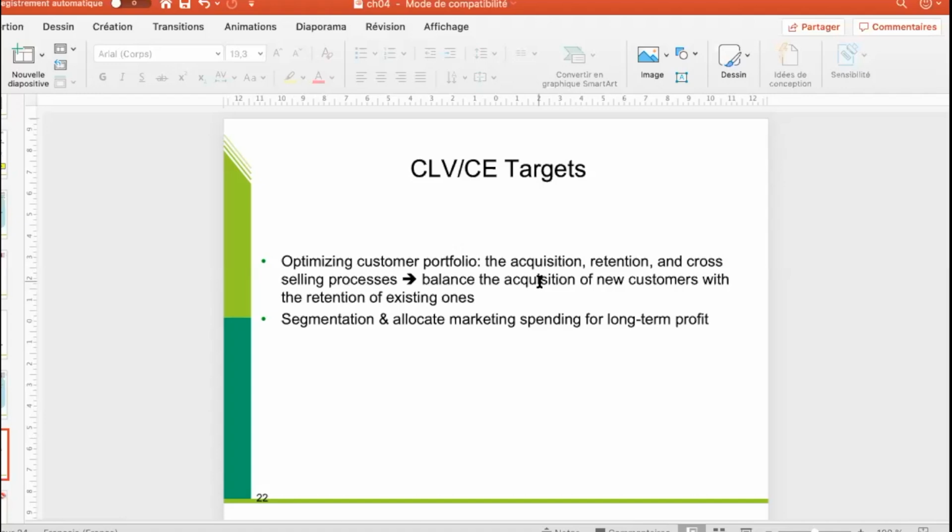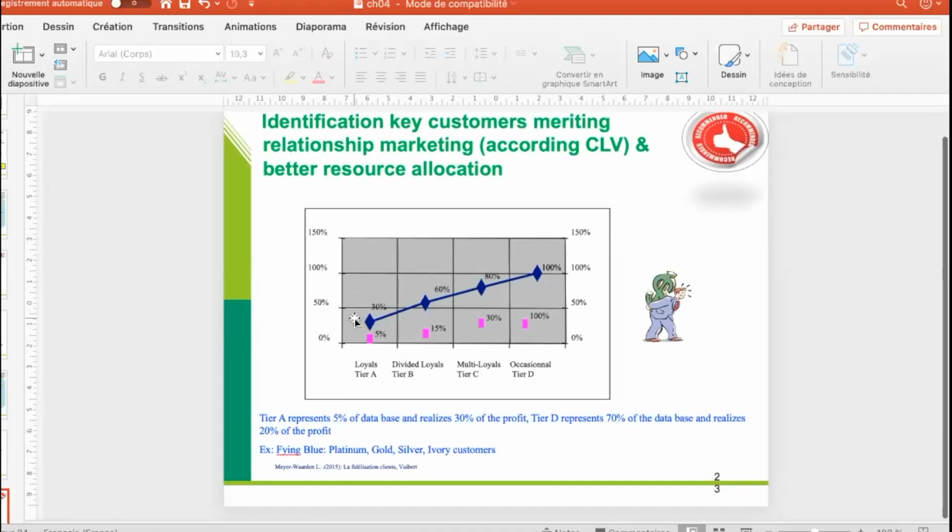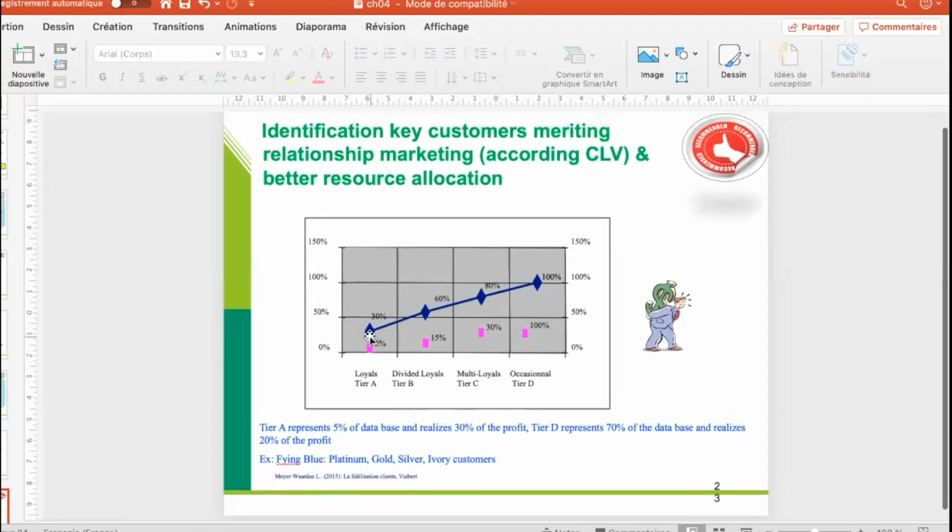For example, you as students who have a high potential in the future. And you reduce allocations to customers who have no value, no potential, in order to get rid of them, to abandon these customers. And so this is what you do: you fix priorities according to customer value segmentation. And this is what you can see here. Here's a segmentation according to CLV.